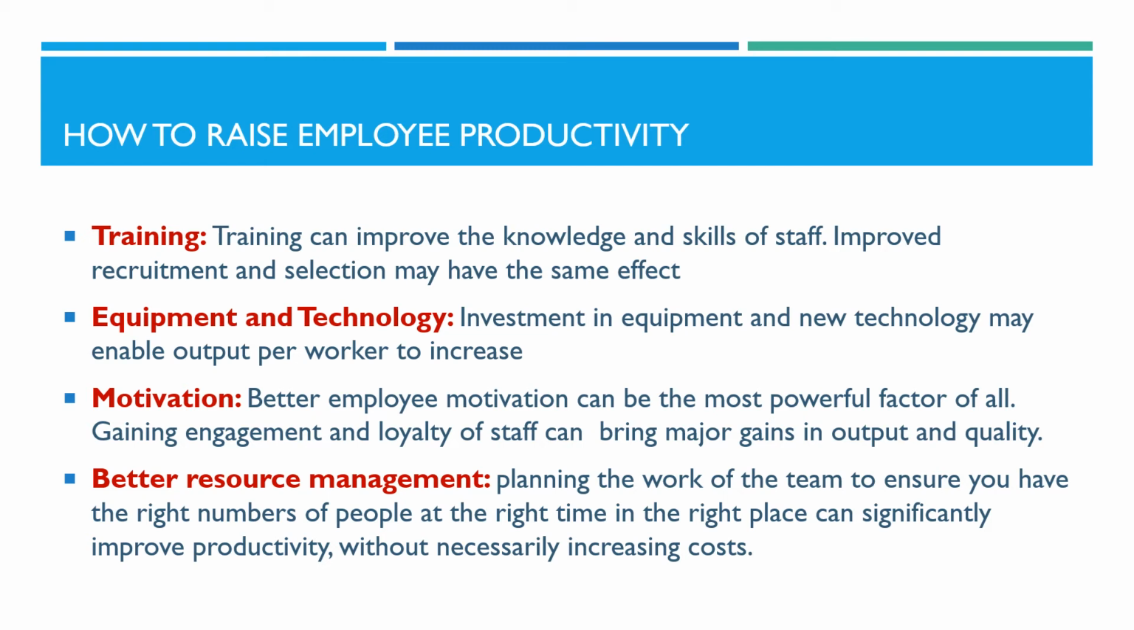Investment in equipment and new technology may enable output per worker to increase. Better employee motivation can be the most powerful factor of all. Gaining engagement and loyalty of staff can bring major gains in output and quality. And better resource management. Planning the work of the team to ensure you have the right numbers of people, at the right time in the right place, can significantly improve productivity, without necessarily increasing costs.